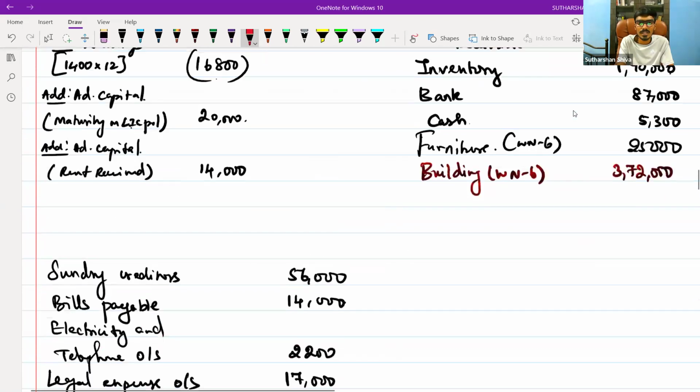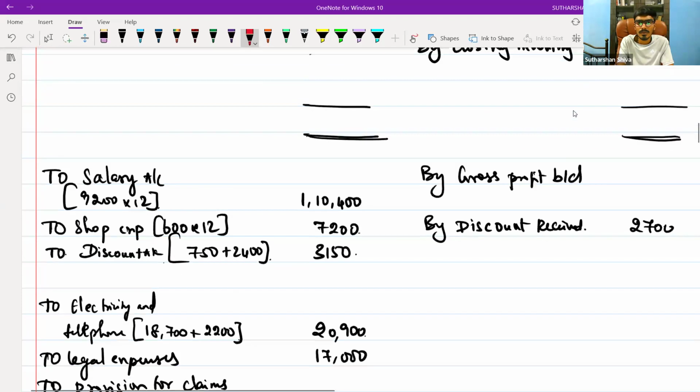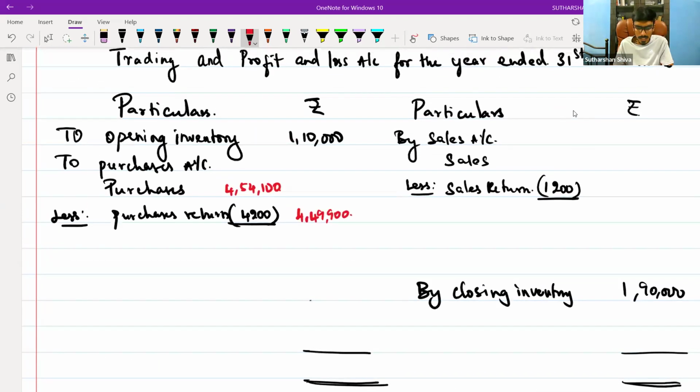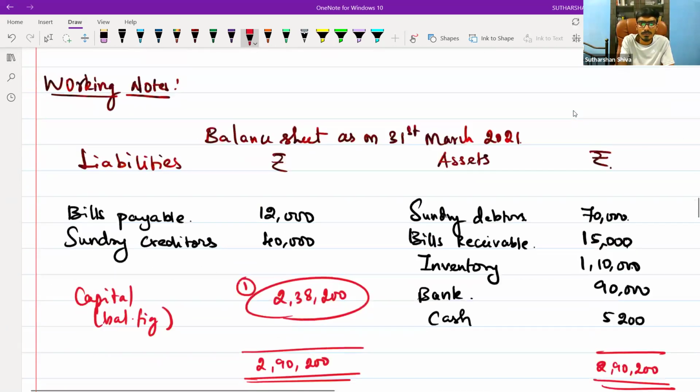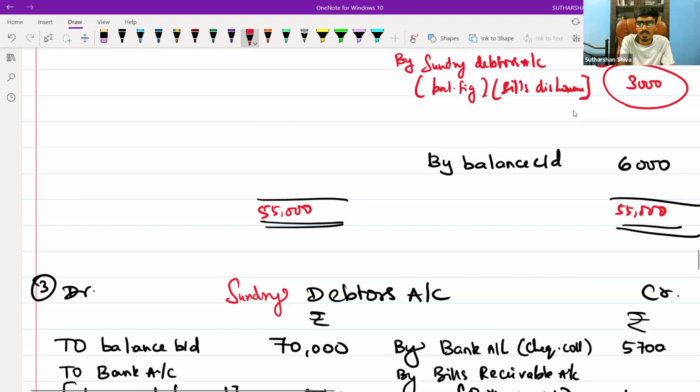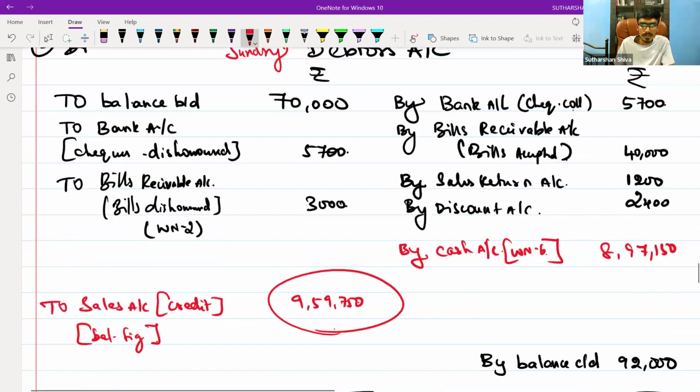Go to your sales. That is, you're going to the trading account. Okay, go to the trading account and write down 9,59,750. Subtract 1,200. Your value is 9,58,550. I forgot to number this so that it will be a logical thing. This will be your sixth one, right? Sixth one.